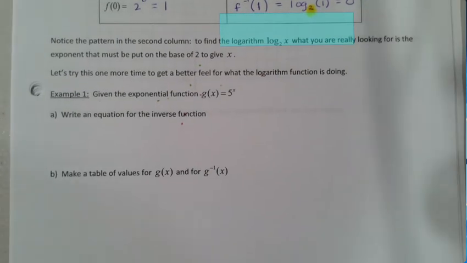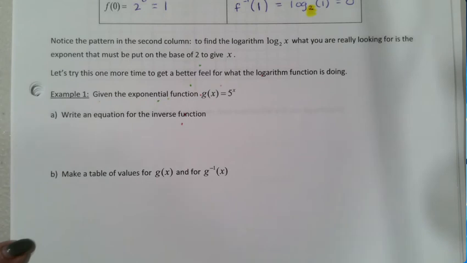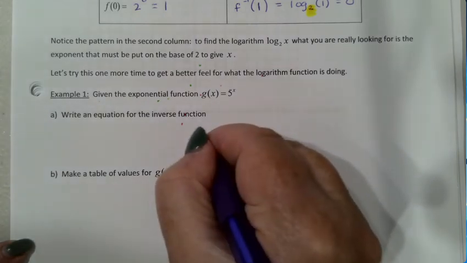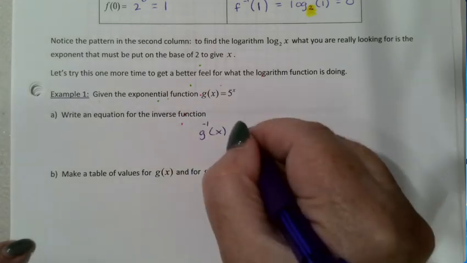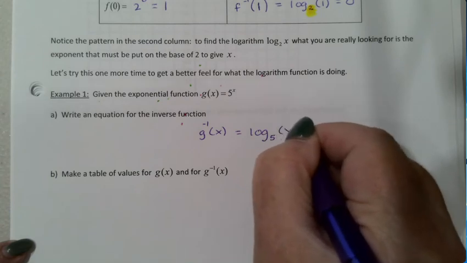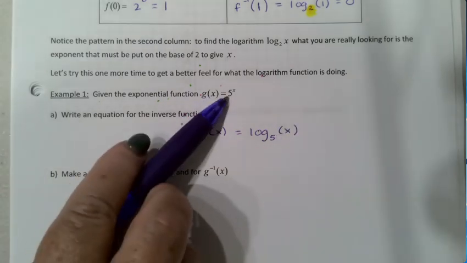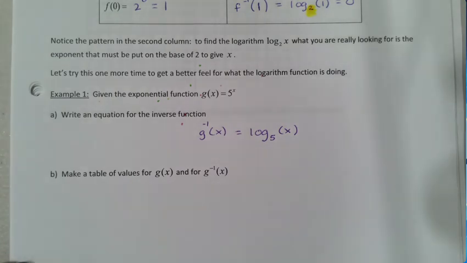Let's try one more. This time my original function g of x is 5 to the x. And so right away I definitely know that the inverse function, g inverse of x, is going to be the logarithm base 5 of x. An exponential function always has a logarithm function with the same base as its inverse.